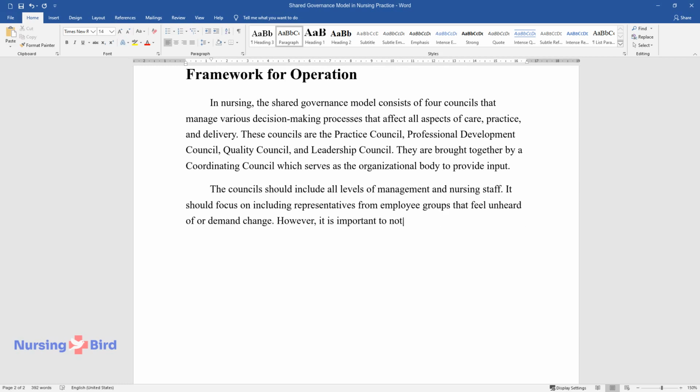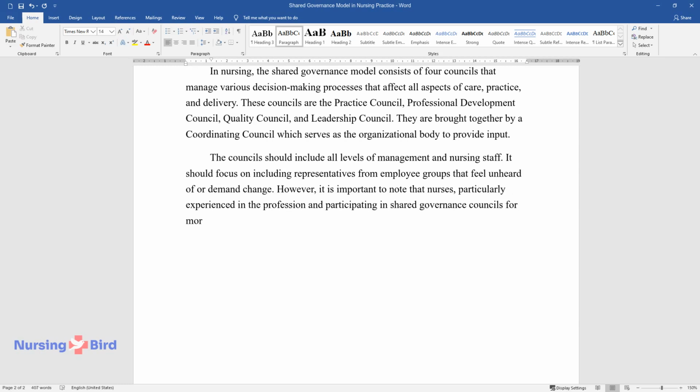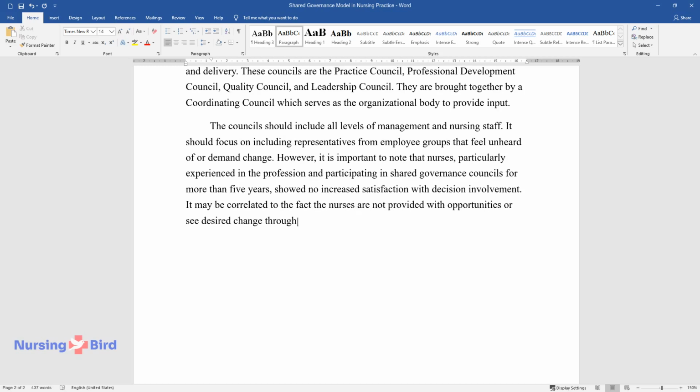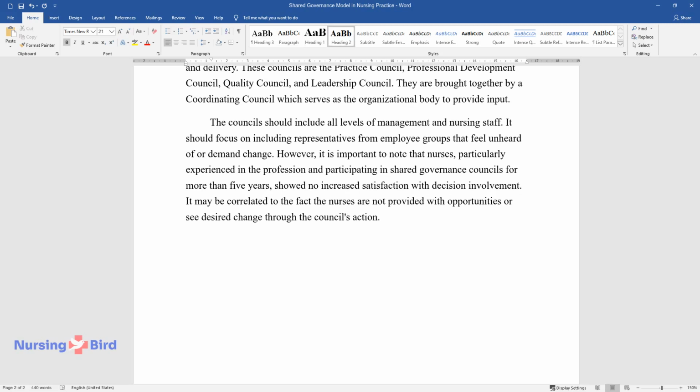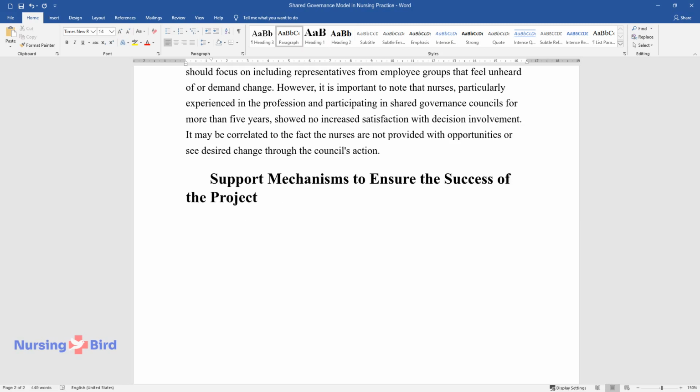However, it is important to note that nurses, particularly those experienced in the profession and participating in shared governance councils for more than 5 years, showed no increased satisfaction with decision involvement. It may be correlated to the fact that nurses are not provided with opportunities or do not see desired change through the council's action.